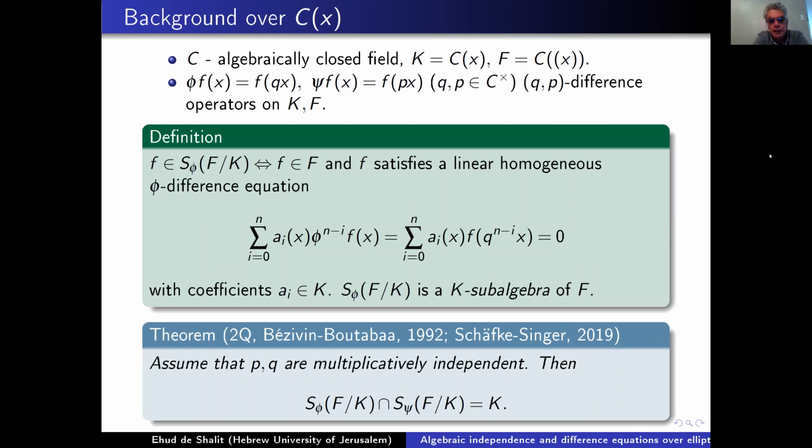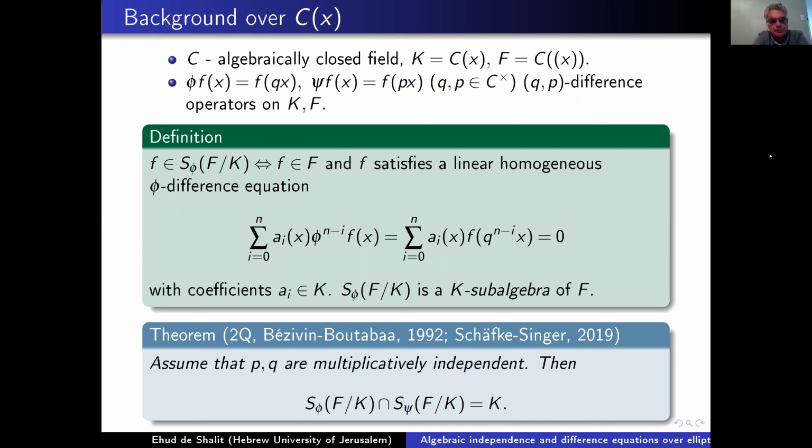I take C to be an algebraically closed field. You can think of it as the complex numbers. K is the field of rational functions, and F its completion at 0, the field of Laurent series. And as I said, I consider two q-difference operators, one associated with the number q, the other one with the number p, non-zero complex numbers. And I call them phi and psi. Phi f is f of qx and psi f is f of px. And they, of course, commute.